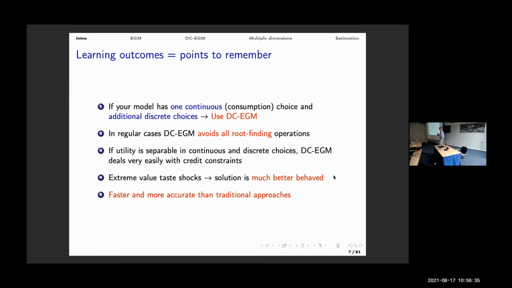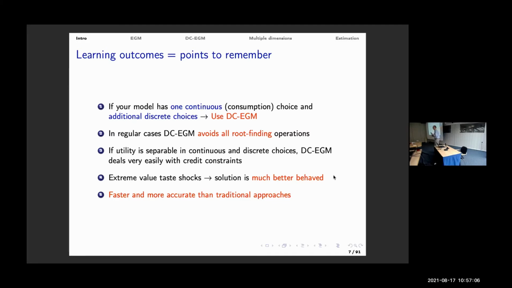And even if you're working with models that don't fit any of these classes, this is a trick which is very useful to know, because maybe you can separate out one choice in your complicated model and apply this technique to it, right? And this way simplify your overall solution method. So the main point is that DCEGM avoids all root findings, which gives it speed, right? So you don't need to solve for any optimization problem or any equation as you go through.